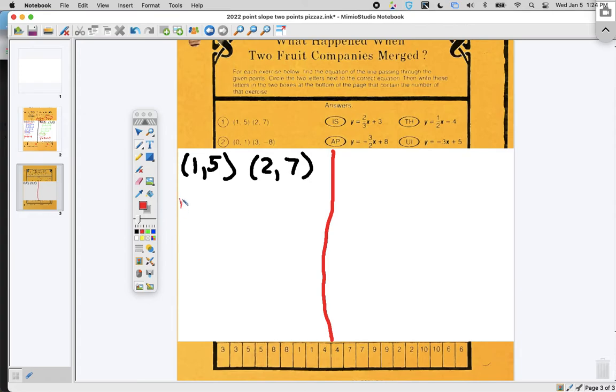So we know to find m, you've got to do y minus y over x minus x. Well, guess what? Here's your x, here's your y, here's your x, here's your y. Let's take our y's, which is 5 minus 7. Take our x's, which is 1 minus 2. 5 minus 7 is -2. 1 minus 2 is -1. By now you should know a negative on top of a negative is a positive.